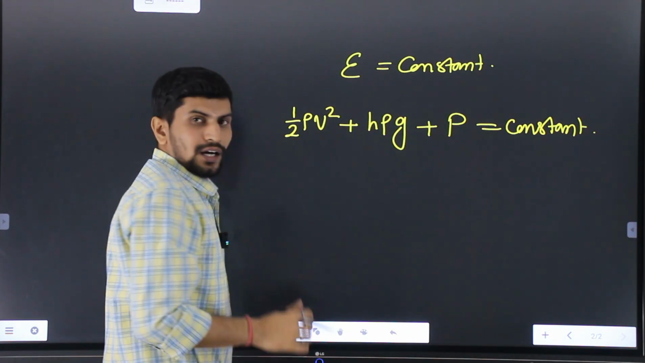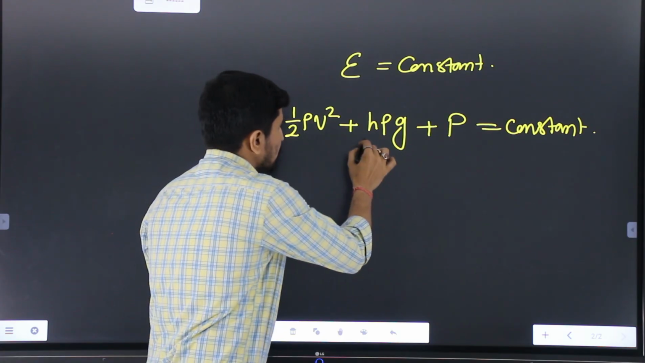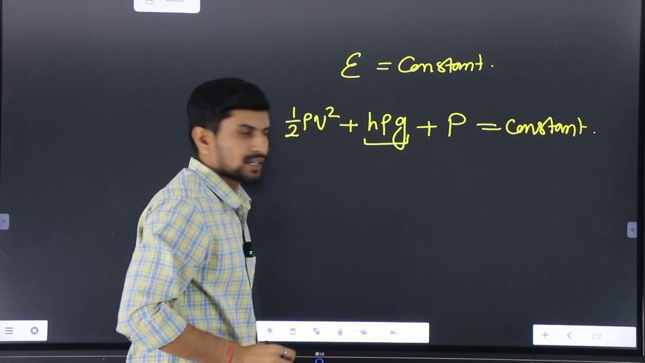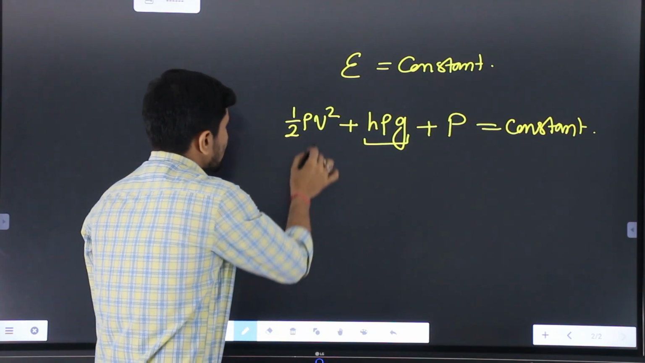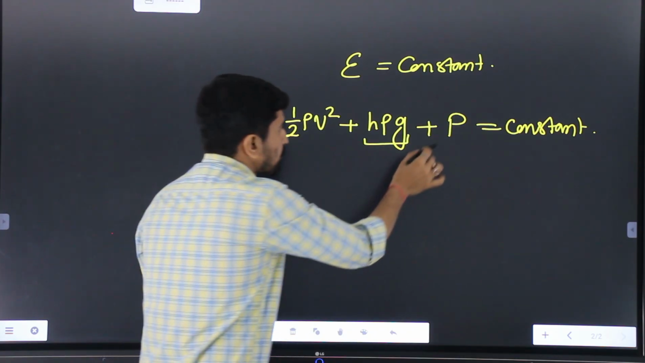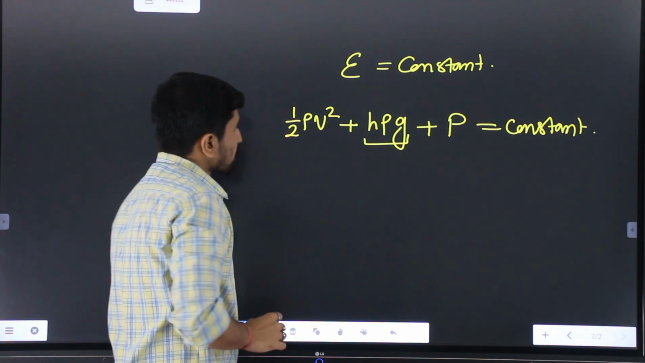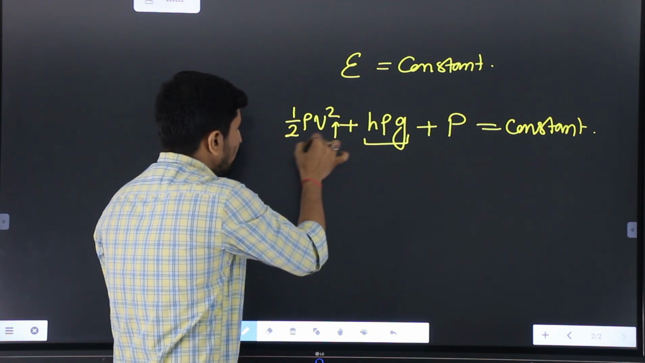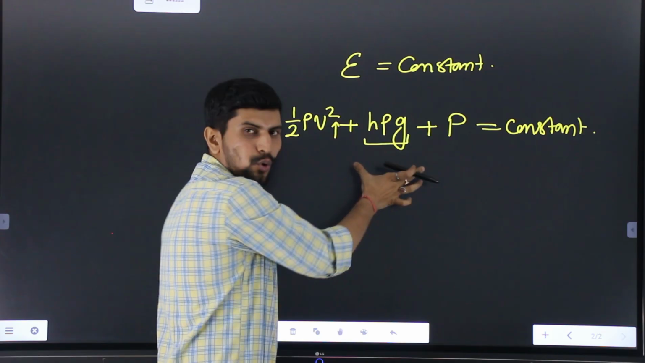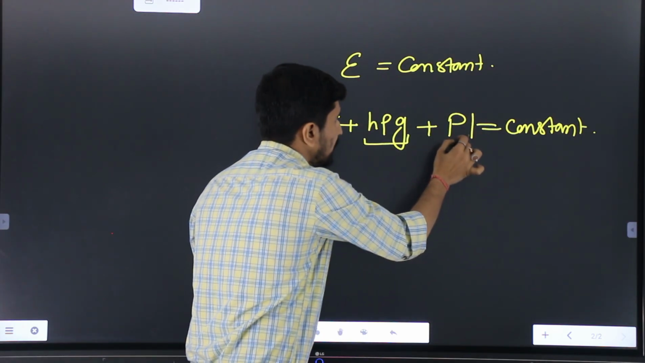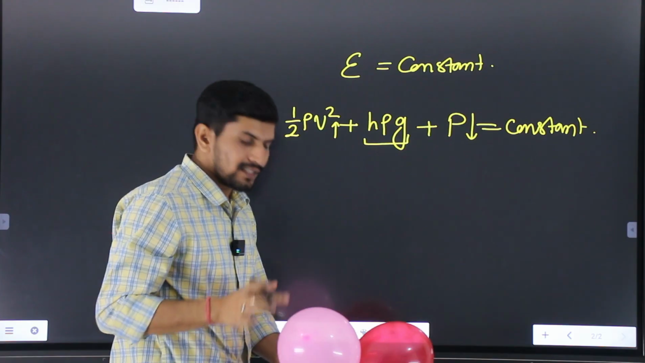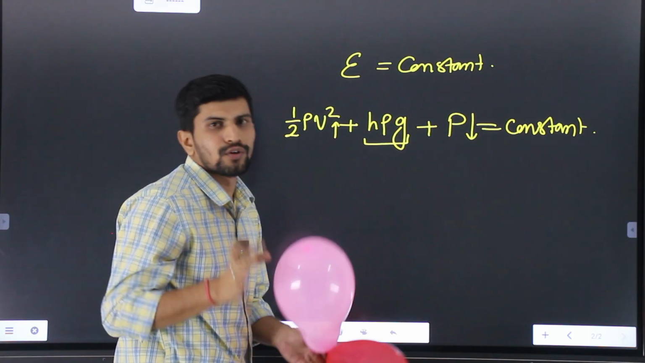Now you see, for a particular height, I consider that this term will remain constant because height is constant. Now you observe, this is the speed of the fluid and this is the pressure of the fluid, right? When the speed of the fluid increases, this term will increase, and in order to keep the whole sum constant, the pressure will decrease, right? And this is the precise idea behind this phenomenon, why two balloons come closer.